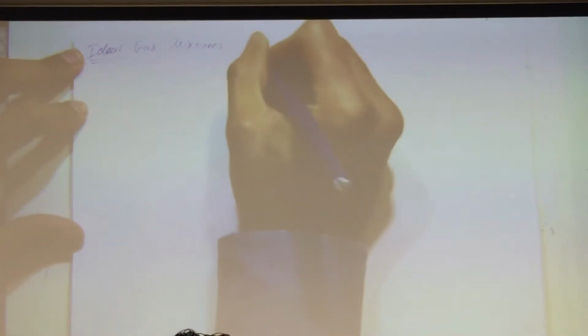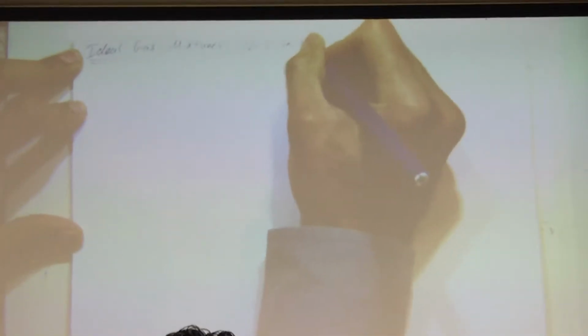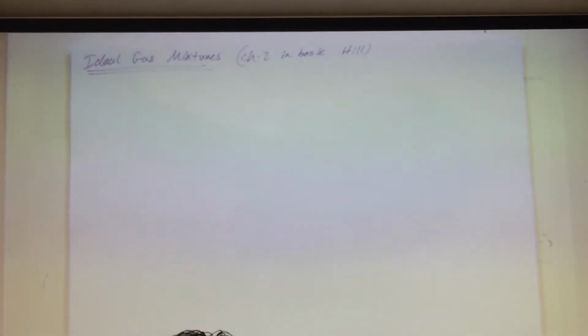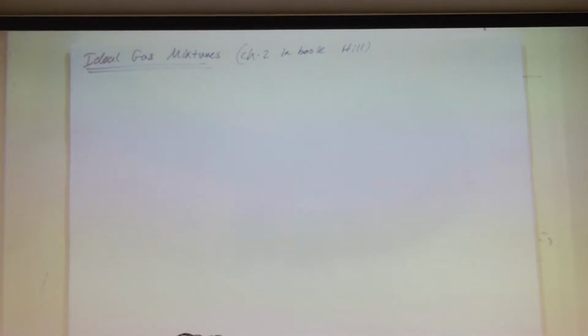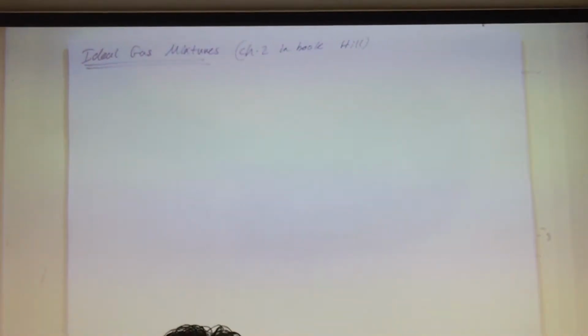So, ideal gas mixtures. This is actually chapter 2 in the book. And actually, you've seen it before. It's not the first time you see this. It's also in the thermodynamics book, Cengel and Boles.